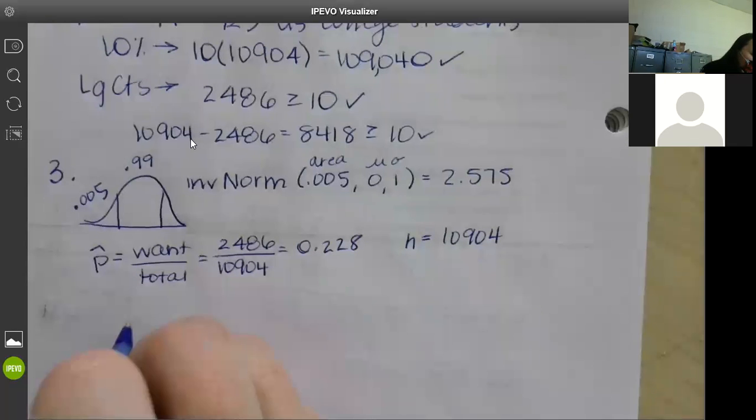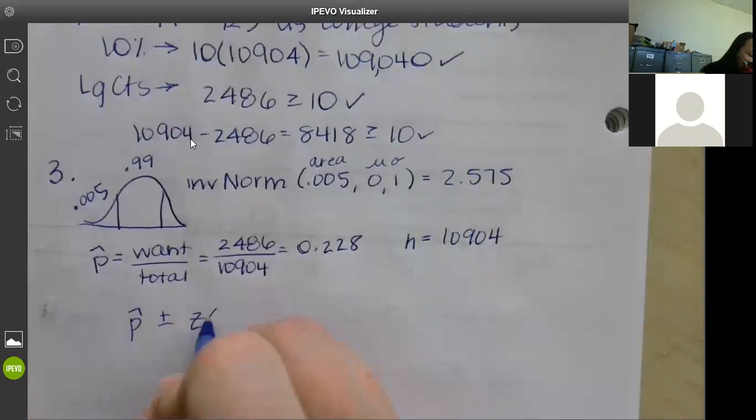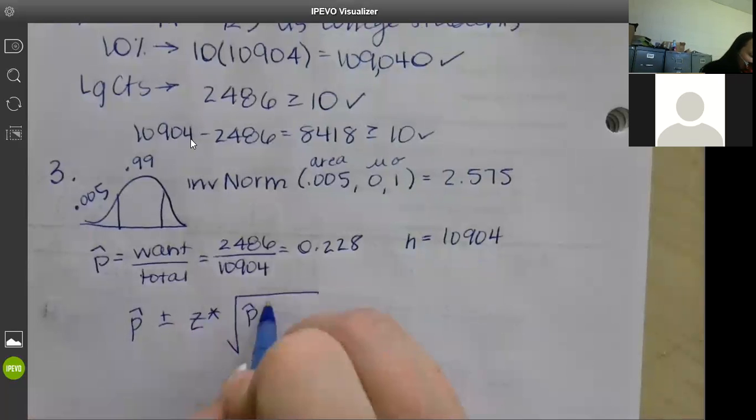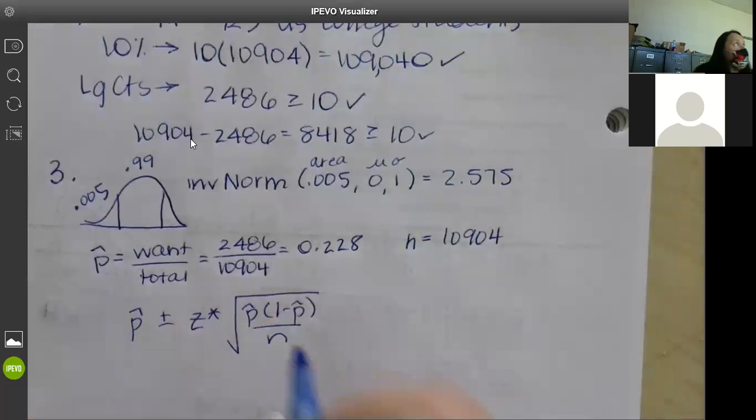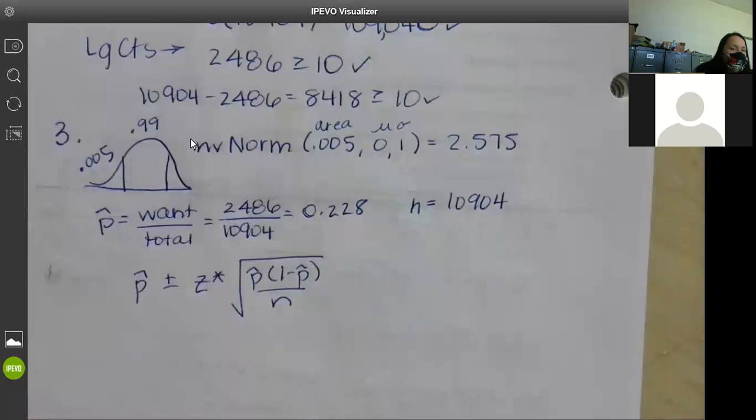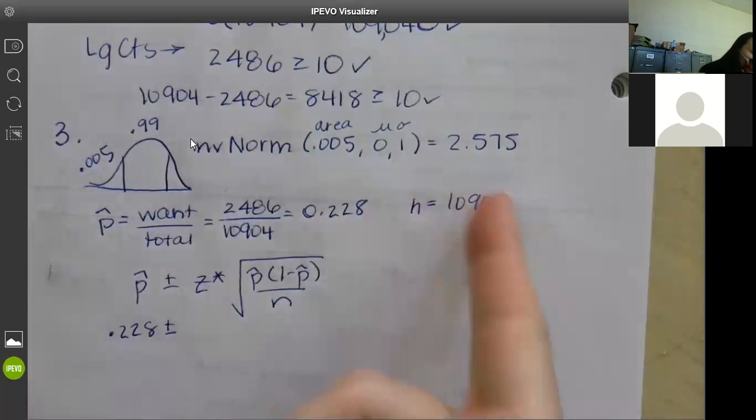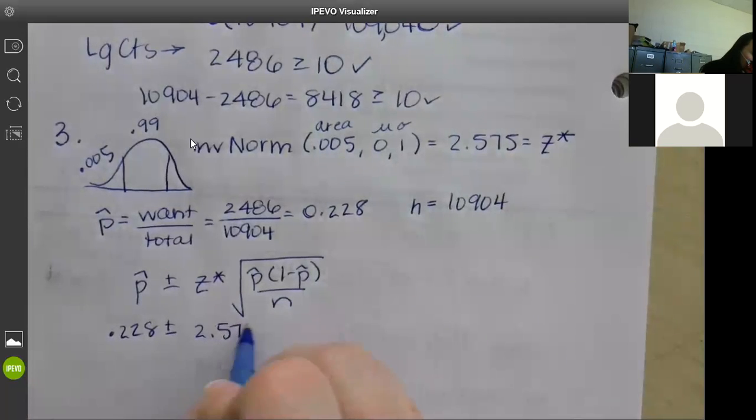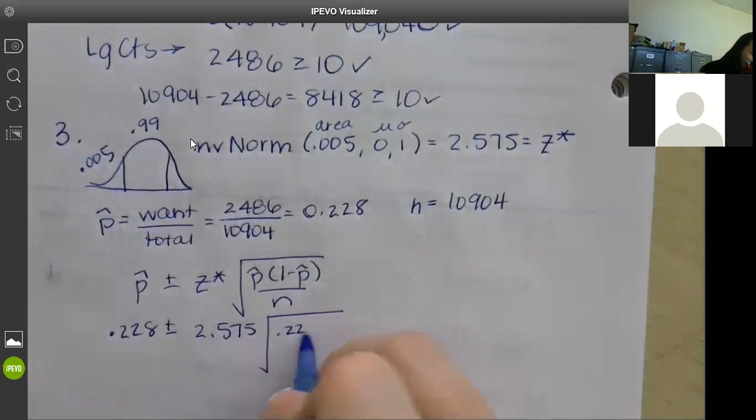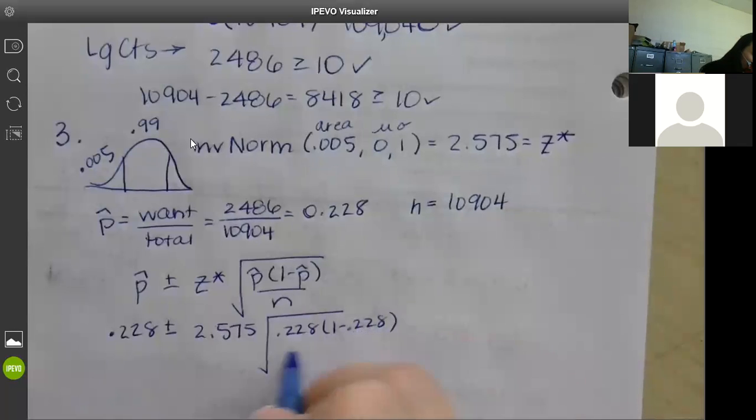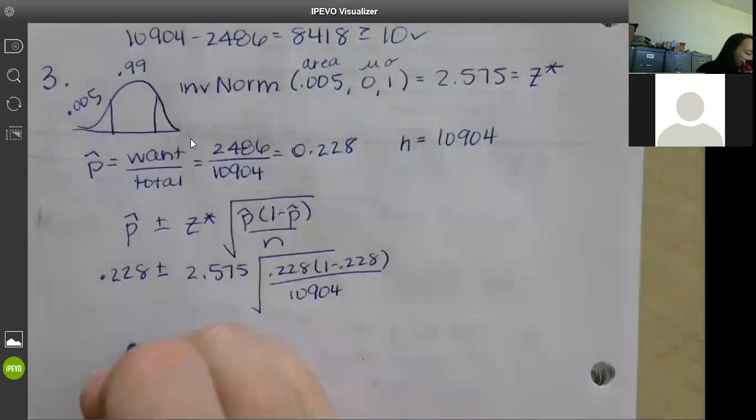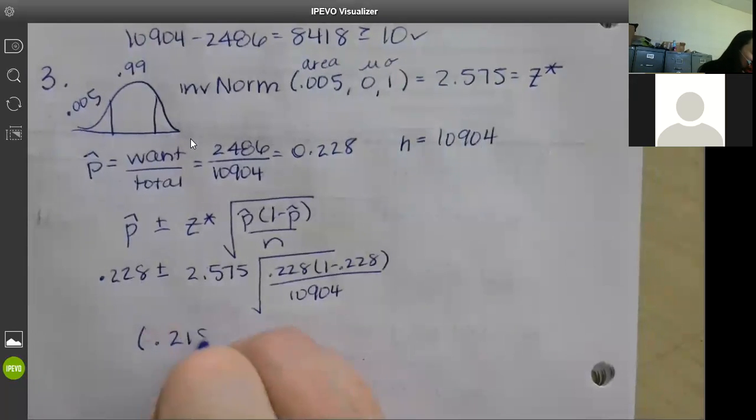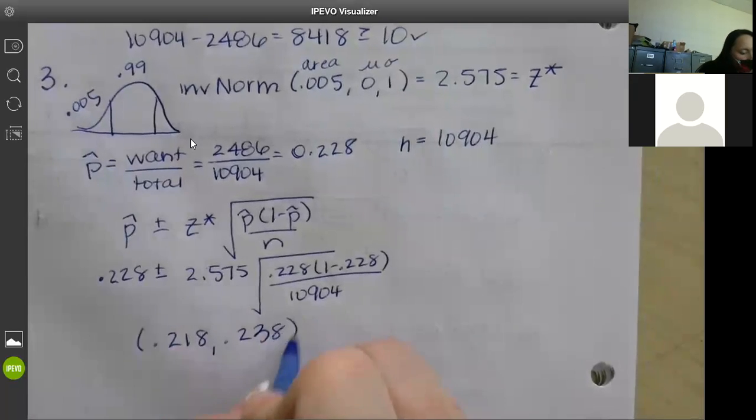So our formula is P hat plus or minus Z star times the square root of P hat times 1 minus P hat over N. Your P hat is 0.228, plus or minus your Z star is what you found up here. I'm going to label it 2.575. Square root 0.228 times 1 minus 0.228 over your N, which was 10,904. I will go ahead and tell you that that is 0.218 to 0.238.